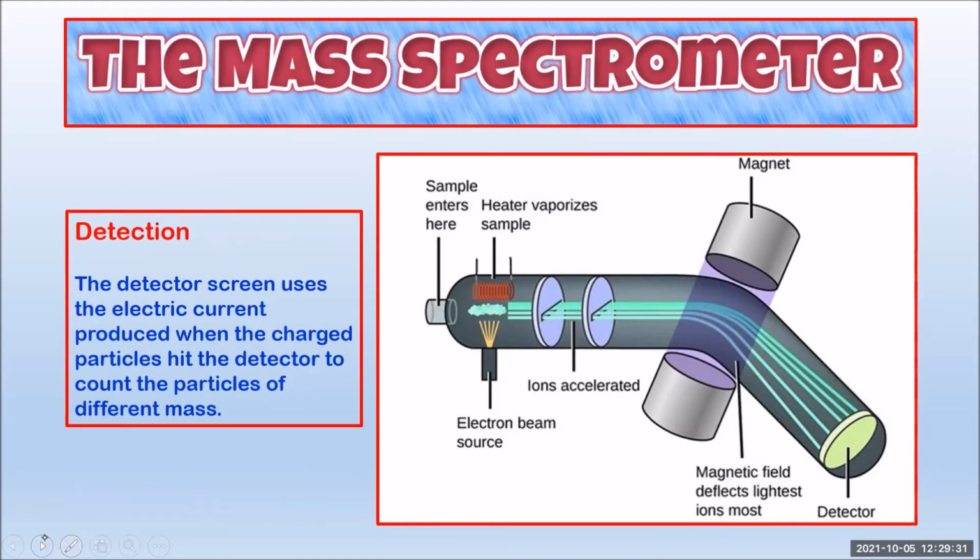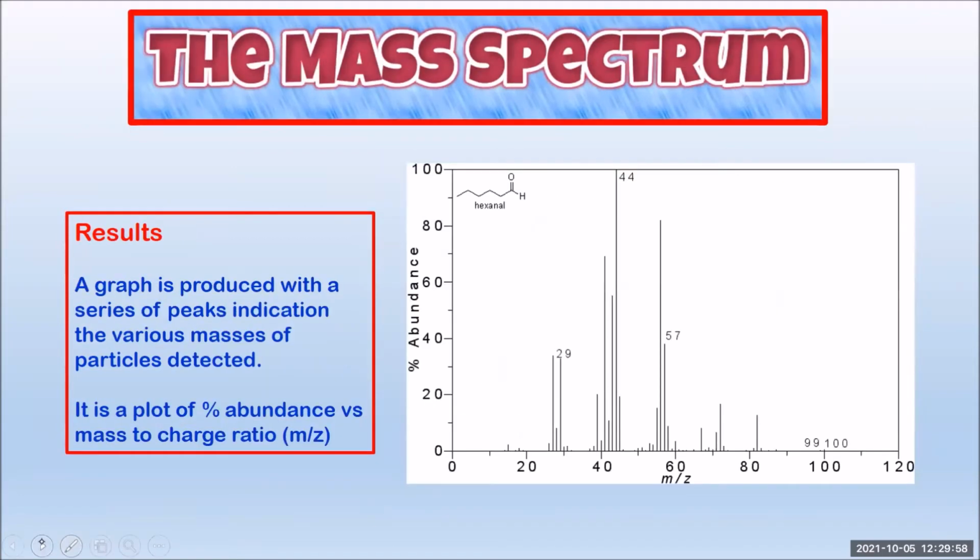The particles crash into a detector screen. The charge on the particles causes an electric current when the particle hits the screen, and this allows the spectrometer to count the particle and record its mass according to where it hit on the screen. The graph produced is called a mass spectrum. It's a plot of percentage abundance versus mass to charge ratio, which is what m/z stands for.